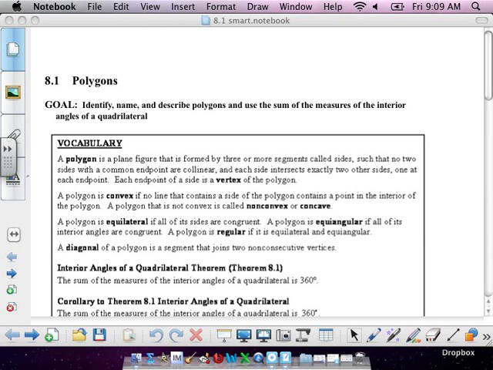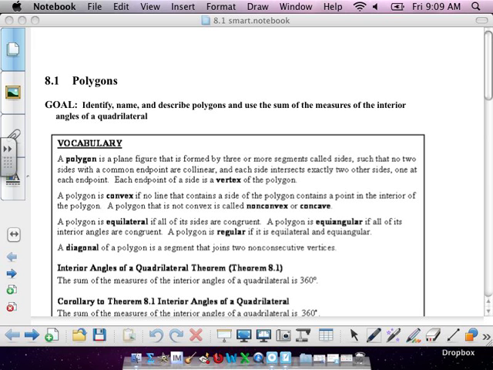It's formed by 3 or more segments called sides, such that no 2 sides with a common endpoint are collinear, and each side intersects exactly 2 other sides at one endpoint. Each endpoint of a side is a vertex of a polygon. A polygon is convex if no line that contains the side of the polygon contains a point in the interior of the polygon. A polygon that is not convex is called non-convex or concave.